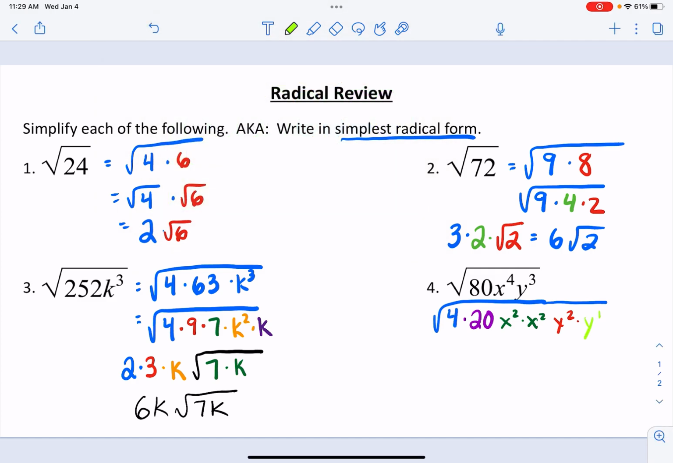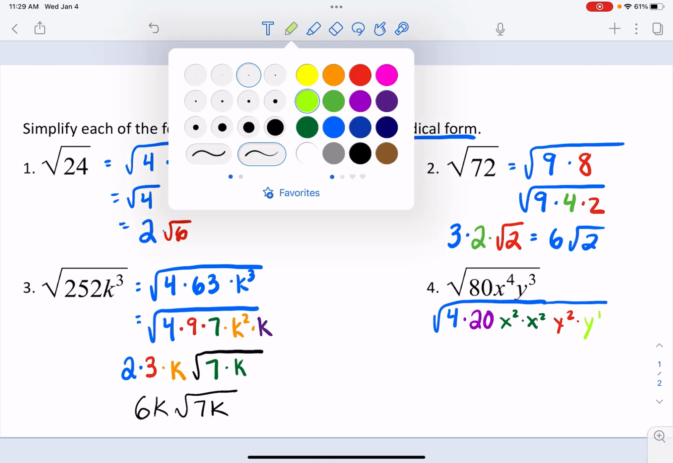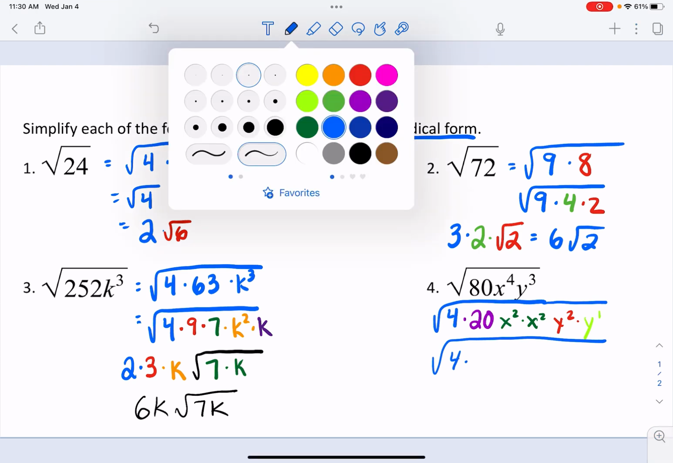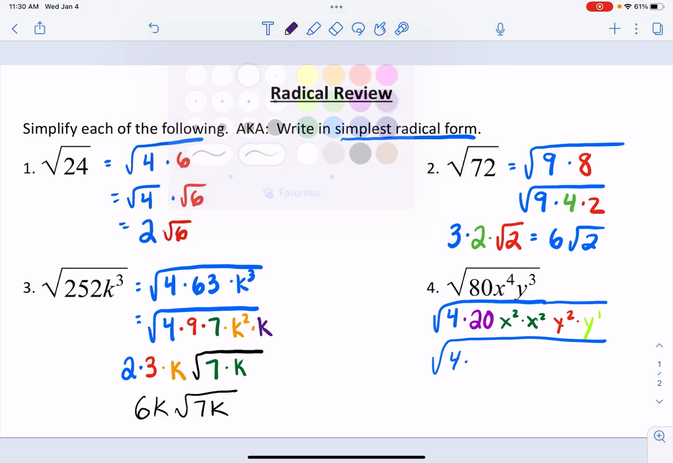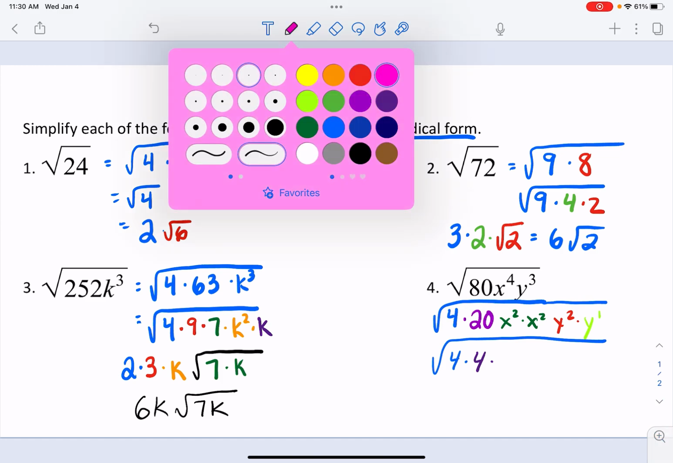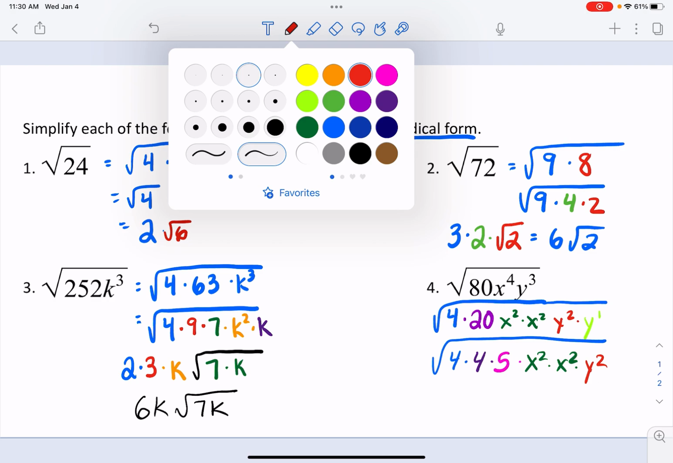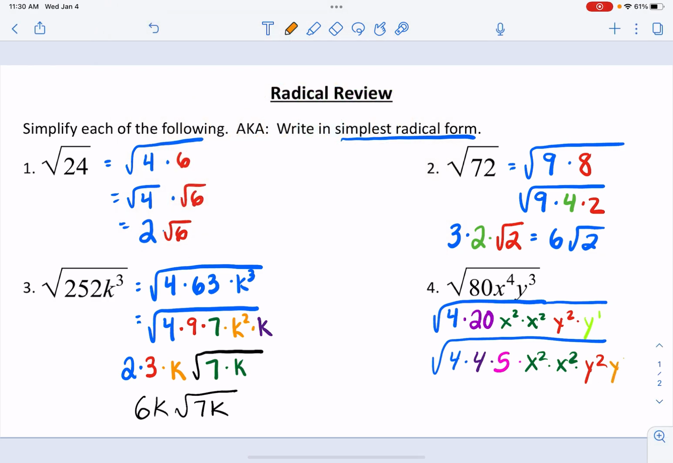y to the first. Oh, that green's really hard to see. Hopefully you can see that green. Okay, now 20 can get broken down even more. So let's start breaking this down even more. 20 can become a 4 times a 5. And then I have my x squareds in there. And then I have my y squared. And then that y to the first, I'm going to change the color of that guy just because that's really hard to see. And y to the first.